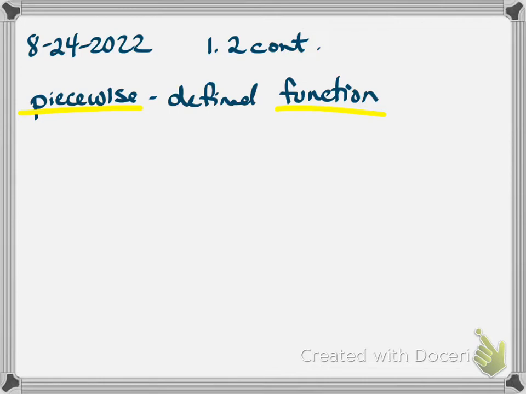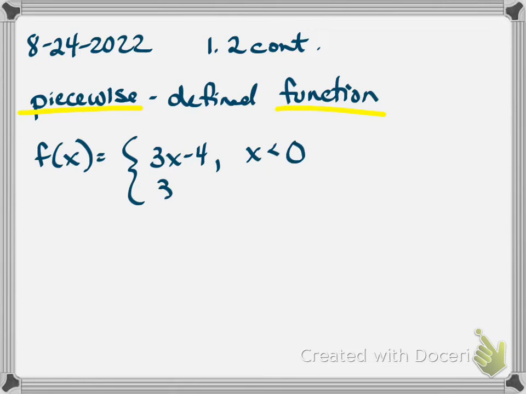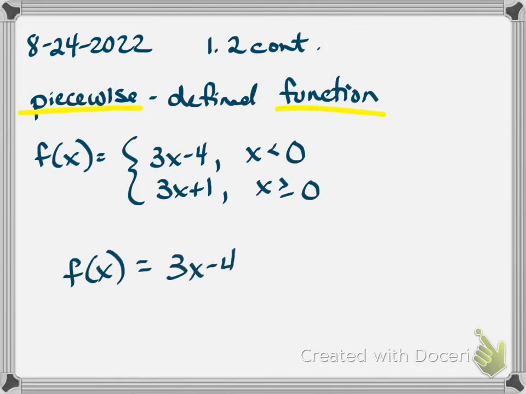So a piecewise function is kind of just what it sounds like. It's a function with different pieces. So if we have function notation, f of x equals 3x minus 4 when x is less than 0, and 3x plus 1 when x is greater than or equal to 0. Normally, we just say f of x equals 3x minus 4, and we know that we can plug in any value of x.